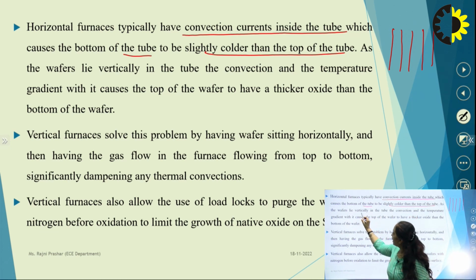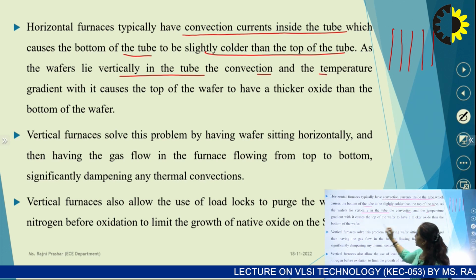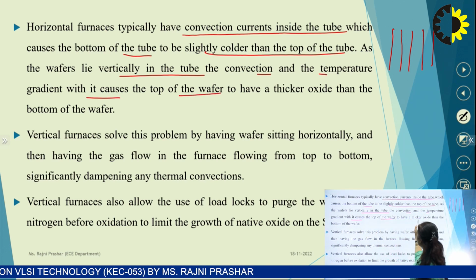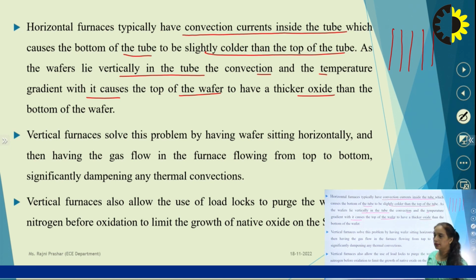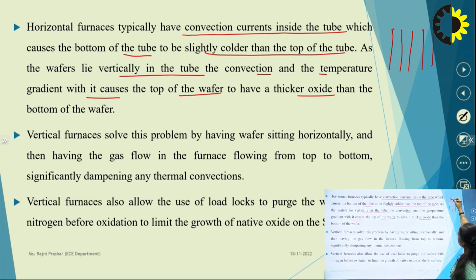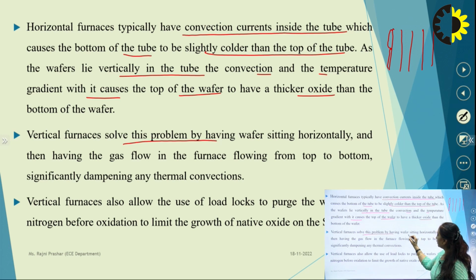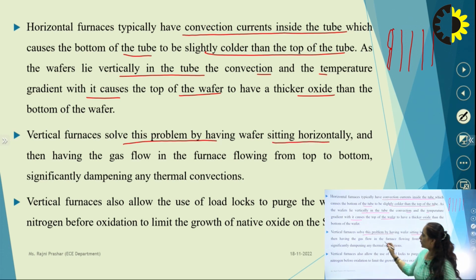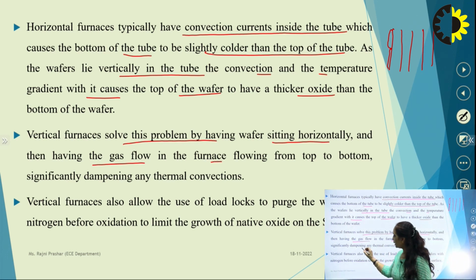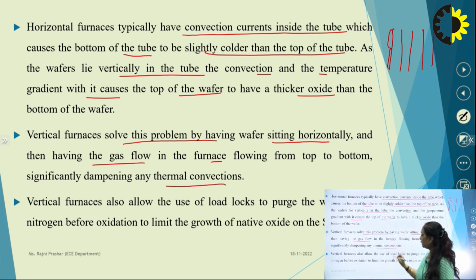So as the wafers lie vertically in the tube, the convection and the temperature gradient with it cause the top of the wafer to have a thicker oxide than the bottom of the plate. So what we are going to have here is a thicker oxide, and on this side some thinner oxide like this. So a uniform oxidation process will not be carried out in case of a horizontal furnace, okay. But the vertical furnace solves the problem by having the wafer sitting horizontally and the gas flowing in the furnace from top to bottom, significantly dampening any thermal convection.